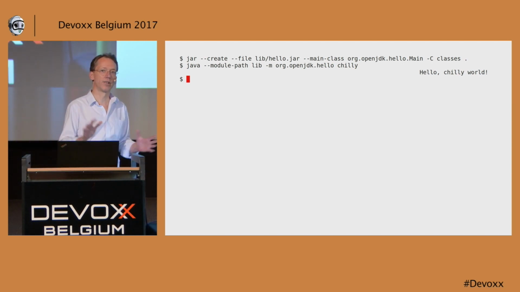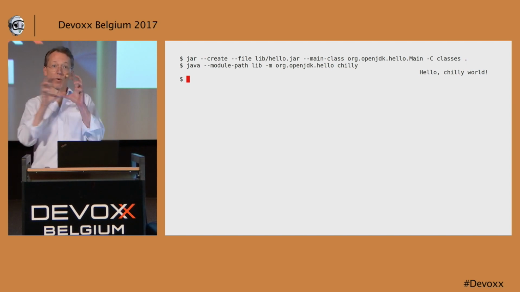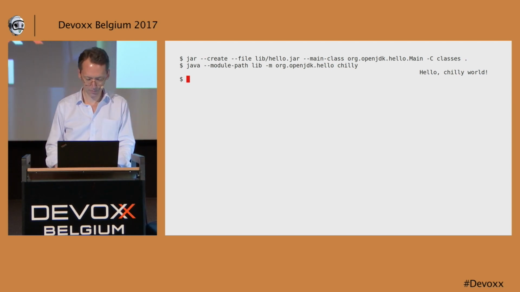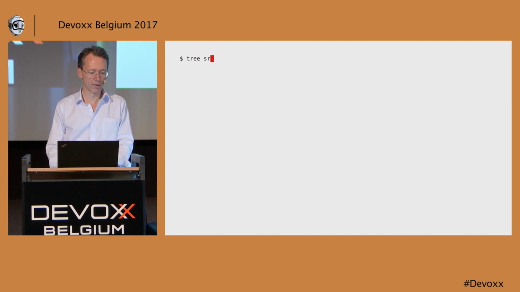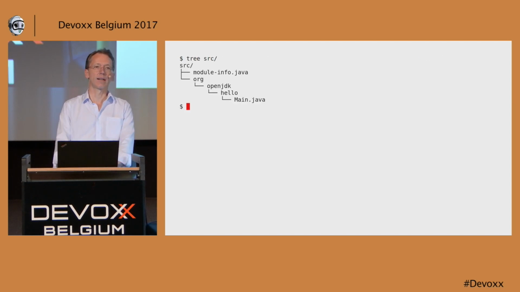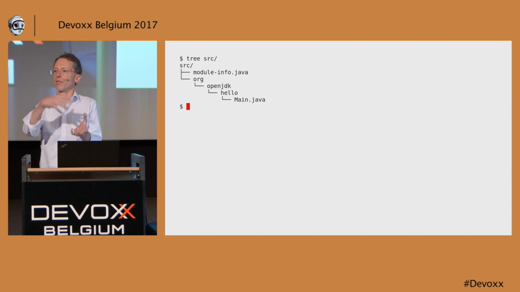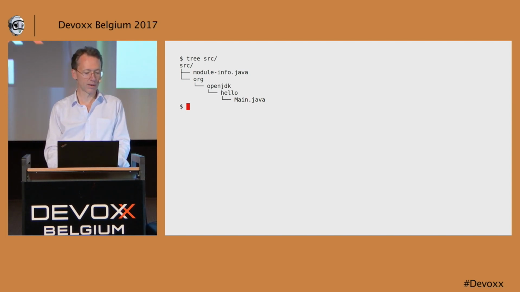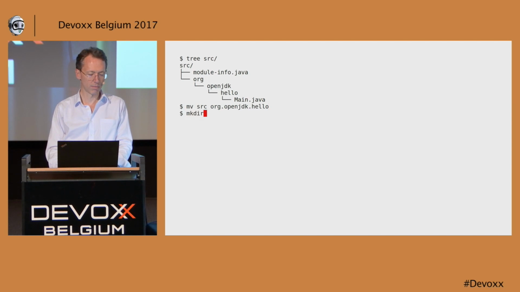So let's engage in a powerful refactoring operation. We're going to take one module and split it into two. To do that, here's my source tree as it stands. I need to transform the source tree so that there's another level of directories. There's going to be a directory for each module that I'm playing with. So I'll move source over to org OpenJDK hello. Make myself a new source directory. And I'll move org OpenJDK hello in there. Now I'm all set up.